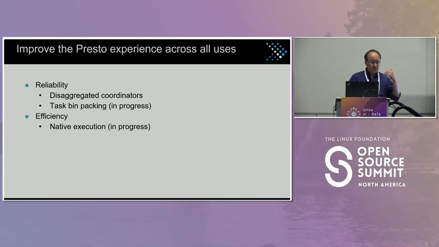For efficiency, there'll be more push towards native execution. One of that is Prestissimo, which will be native C++ workers. You'll also see it in the actual connectors, native access to different data sources and connectors.